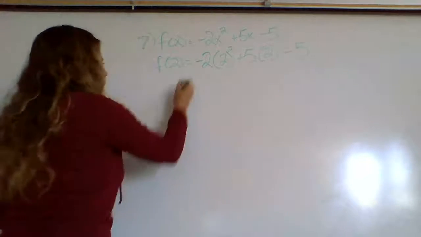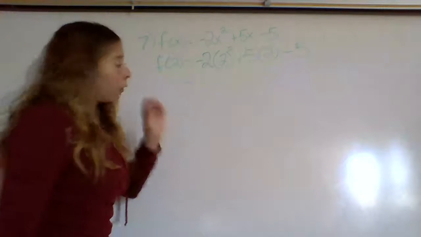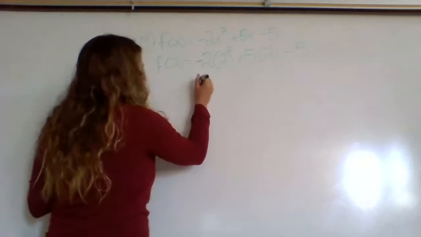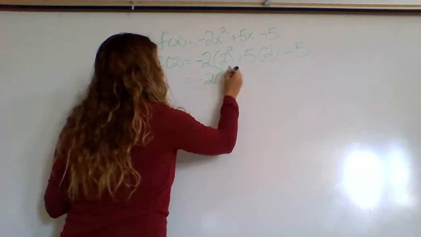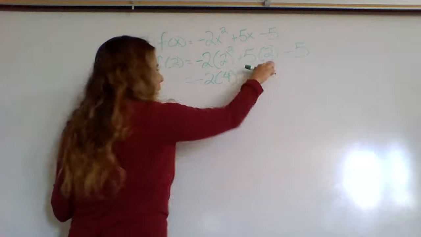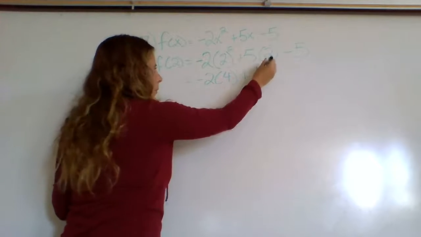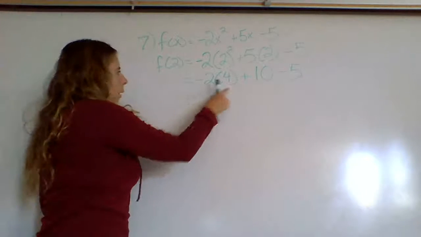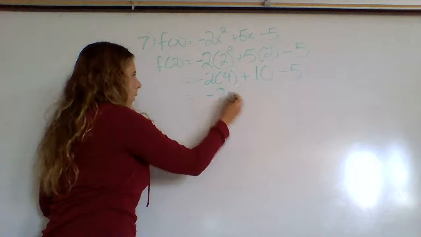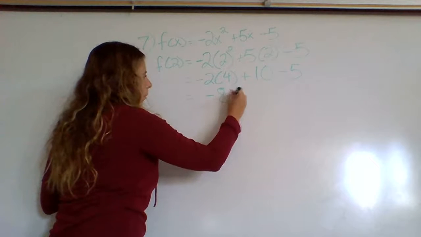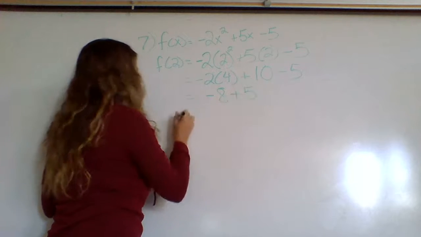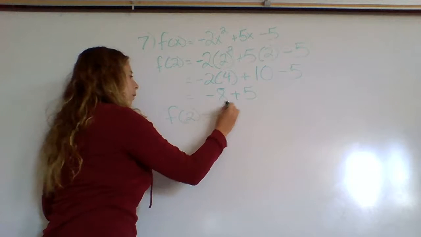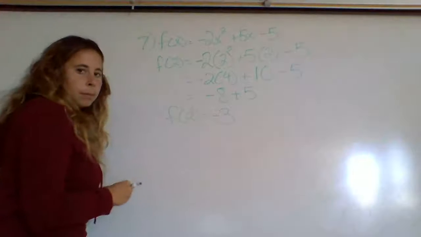Okay. Equals. Do the exponent first. So help me, do the exponent first. 2 times 2 is 4. So you have negative 2 times 4, plus 5 times 2, and then minus 5. Negative 2 times 4, 10 minus 5. So f of 2 equals negative 3. Ta-da!